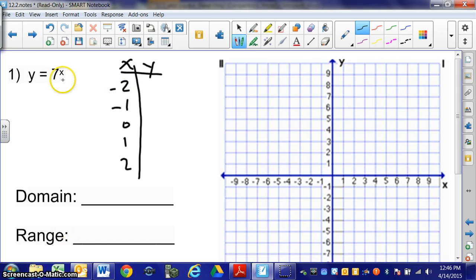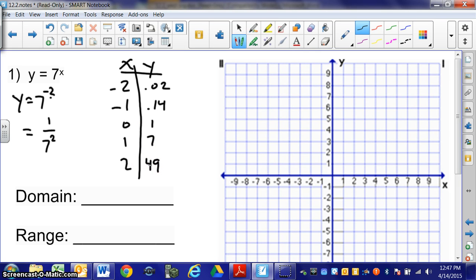So if I plug in -2 for x, I get y equals 7 to the -2, which, if you remember, is the same thing as 1 over 7 squared, which is 1 over 49, a really small number, approximately 0.02. I'll do the same thing with -1. 7 to the -1 is 1/7, which is about 0.143. I'll plug in 0. 7 to the 0, any number to the 0, is 1. Then 7 to the first, and then 7 squared.